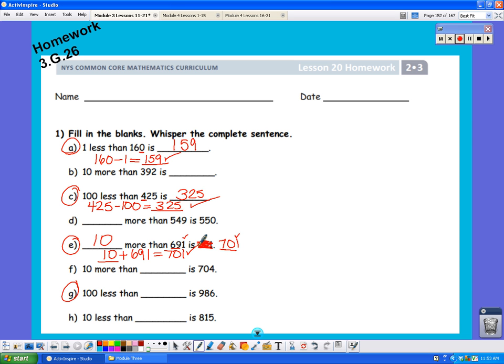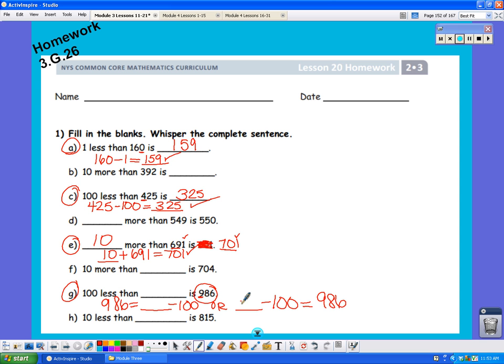Let's look at part G. 100 less than blank equals 986. So let's look at it. I want to change this number by the hundreds, and this number is going to be 100 less than the next number. So let's set up our problem. 986 equals 100 less than this number. Or I can write it like this. Blank minus 100 will give me 986. 100 less than this unknown number will give me 986.